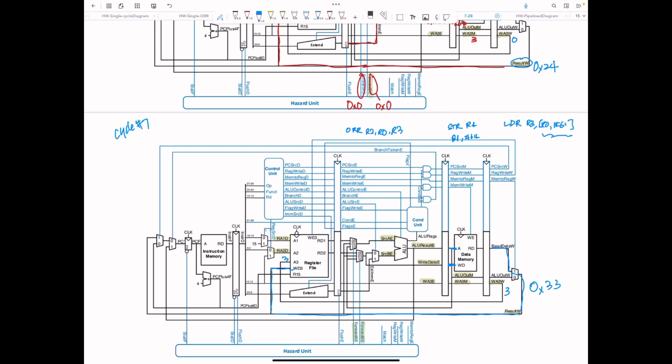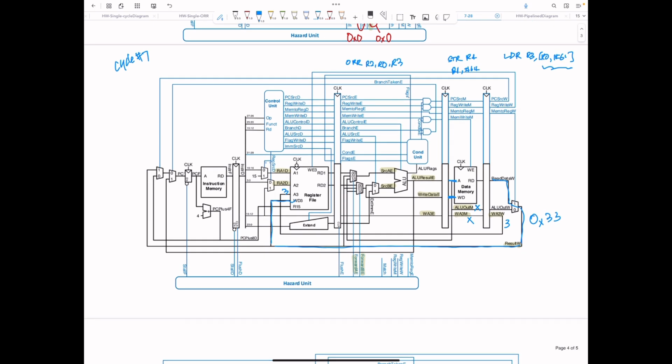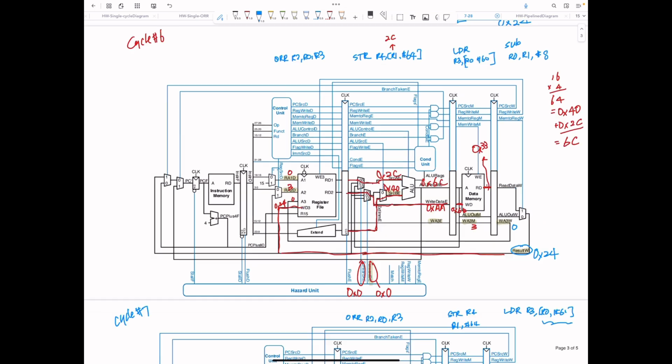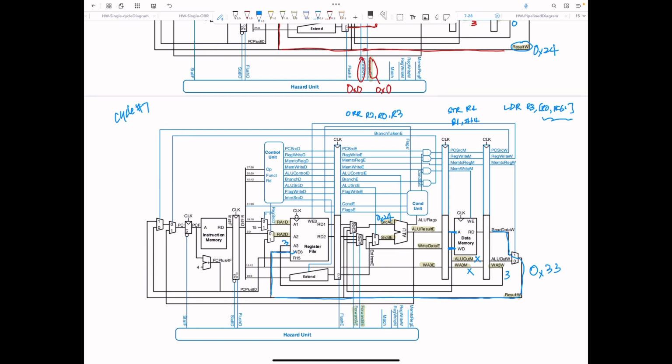Okay, that means there's no ALU out M, there is no WA3M. For OR R2, R0, R3, the first one is going to be R0. And what is our R0? The updated R0, 24. Second one, R3. We had a new value for R3, which is 33. We need to get that one from the second one. That is 33.